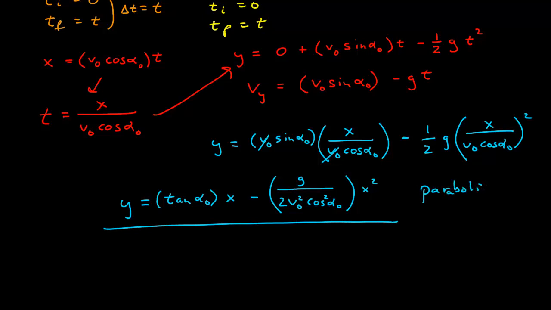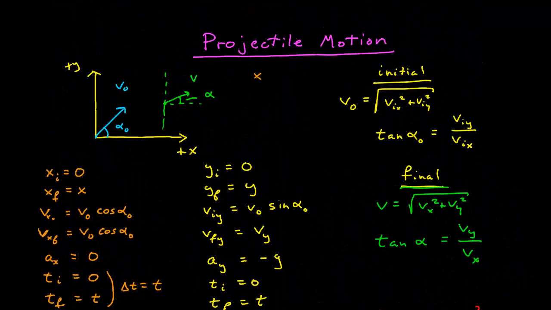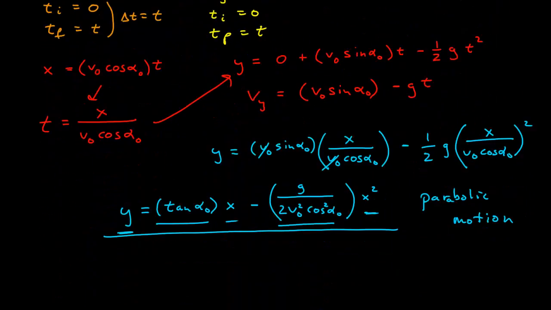And so this is the parabolic motion of projectile motion. The y is a function of x. These are constants, and so you have a linear term in x minus a quadratic term in x. And so if you have parabolic motion, or you have projectile motion, this might simplify some of the calculation. The key being you always have to remember your assumptions.